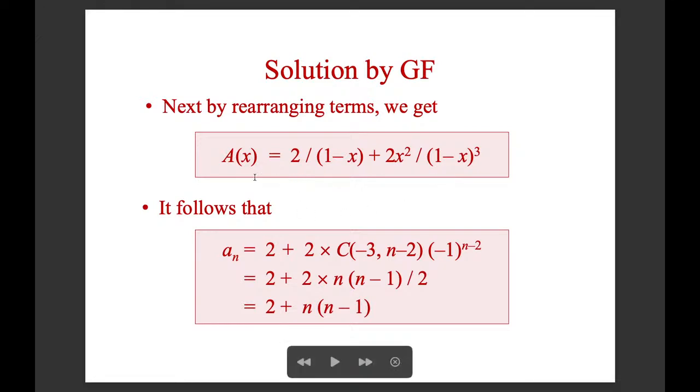The good thing is that here we now have the closed form for A(x). Based on this, it may be easy for us to compute the coefficient of x to the power n for any n. Using the generating function practice that we have done before, we can easily find out the value of a_n. Okay, so this is the first example.